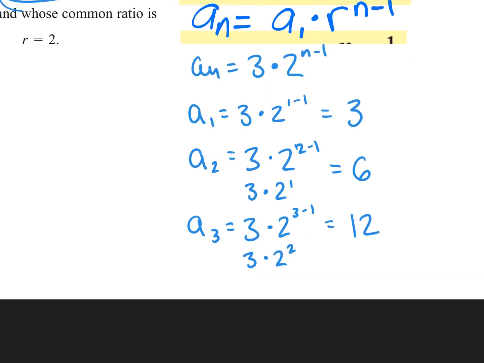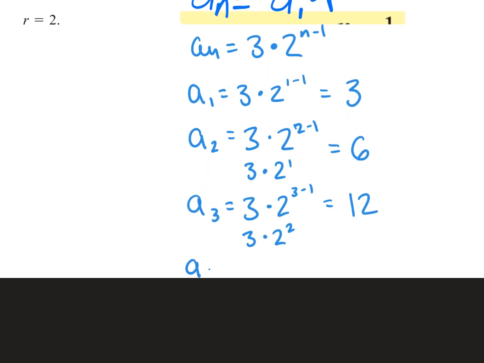And it asks us for 5, so let's find two more. A sub 4: 3 times 2 to the power of 4 minus 1. 4 minus 1 would be 3. What's 2 to the third power? 8, and 3 times 8? 24.